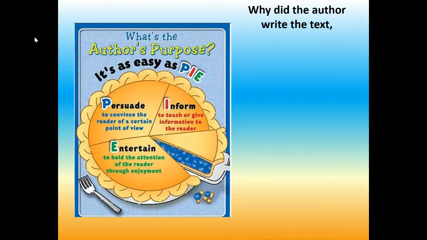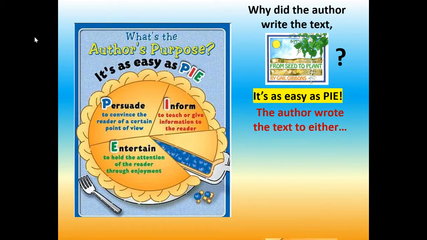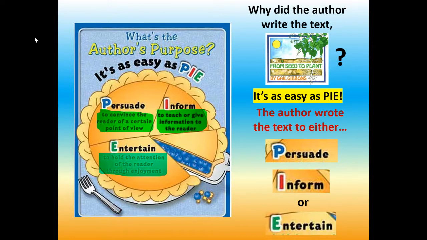So, why did the author write the text From Seed to Plant? Well, it's as easy as pie, or PIE. The author wrote the text to either persuade, that's the letter P. Persuade means to convince the reader of a certain point of view. Inform, I stands for inform. Inform means to teach or give information to the reader. Or entertain, E stands for entertain. Entertain means to hold the attention of the reader through enjoyment.